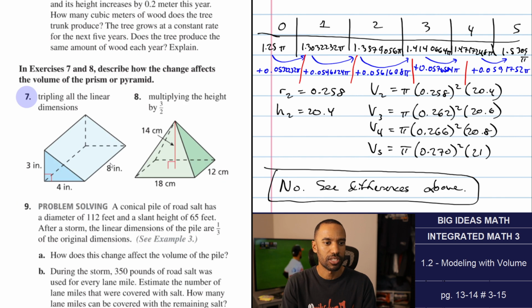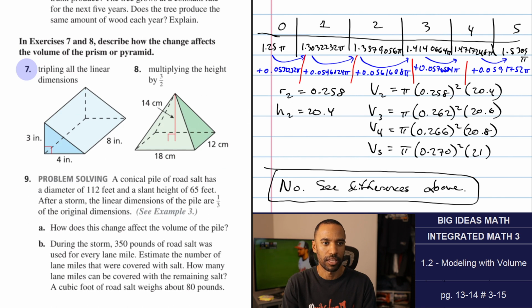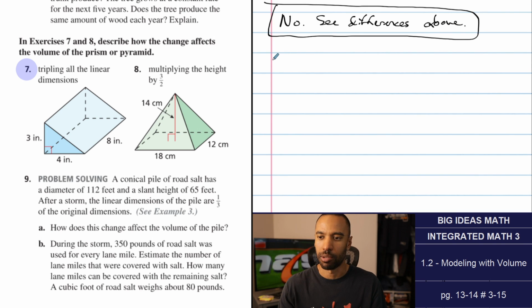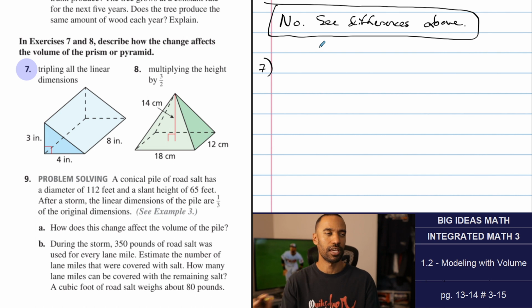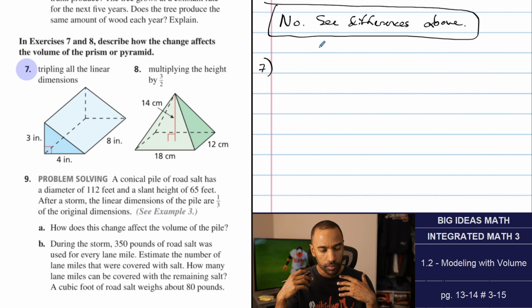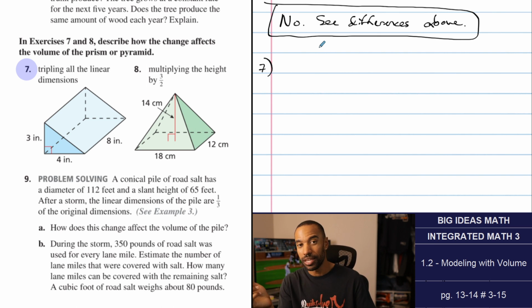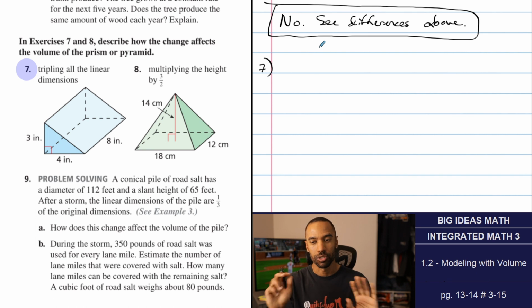All right, let's go to numbers 7 and 8, where we describe how the change affects the volume of the prism or the pyramid. So tripling all the linear dimensions here. I think I spoke in the example problem set about what happens when you take one or all 3 dimensions and do that. You're going to cube the result. So you triple everything here. 3 cubed is 27. The new volume of this new triangular prism is going to be 27 times bigger. So I'll take my word for it.